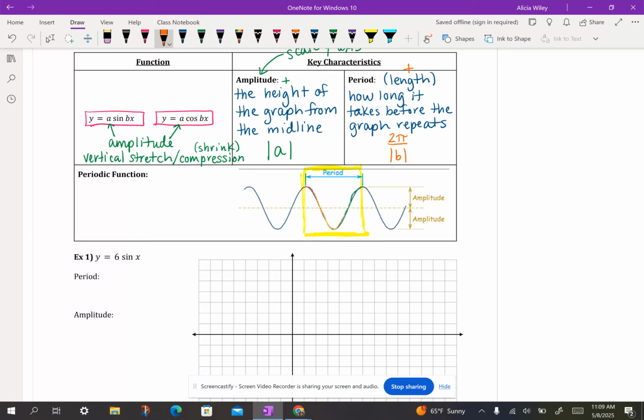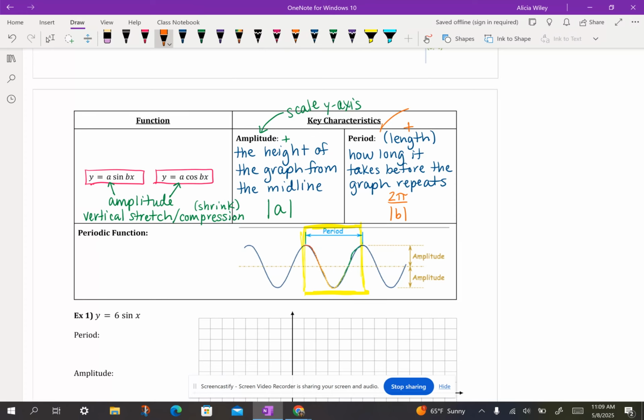But I'm just going to write absolute value of b as a reminder there. So the period length is going to allow you to scale the x-axis, that horizontal direction of the graph. Again, your period length is going to come from this b value you see here in the equation. If you have a b value other than 1, that tells you that you're going to have some sort of horizontal stretch or compression. And if you have a horizontal stretch or compression, that means your period length is going to be something other than 2 pi.